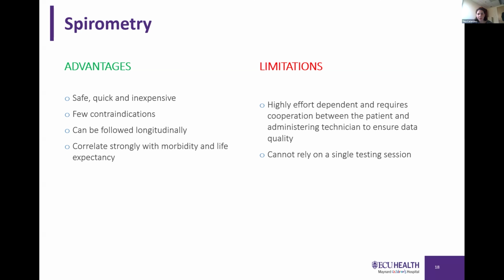As I mentioned earlier, we can follow it longitudinally. So that's kind of a feedback. Whenever we can give a medication or use an intervention and then follow what happens over time, that's going to help both patients and parents to buy into that therapy. And spirometry does correlate strongly with morbidity and life expectancy. So if we are seeing chronic changes and progression over time, that's going to be an important cue for us.